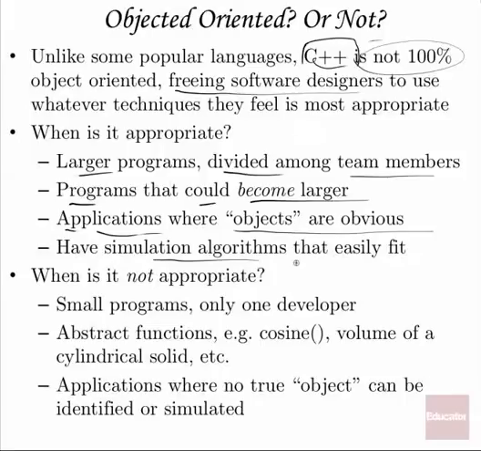And you have simulation algorithms, which is another way to tell. If you're simulating the weather, for example, you've got algorithms that simulate what the wind does, what the clouds do. It might be a good idea to make that into an object-oriented system.